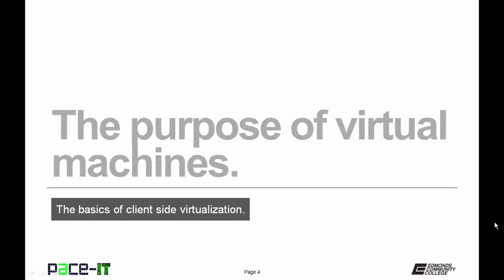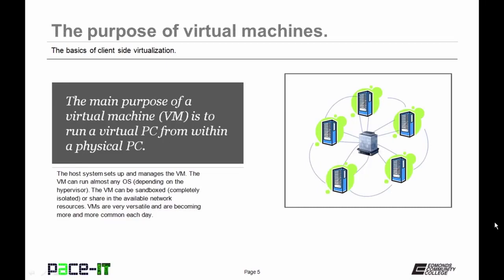So we begin by talking about the purpose of a virtual machine. The main purpose of a virtual machine is to run, guess what? A virtual PC from within a physical PC. The host system sets up and manages the VM. The VM can run almost any operating system, and it can be either sandboxed, which means completely isolated, or it can share in available network resources. Virtual machines are very versatile and are becoming more and more common every day.